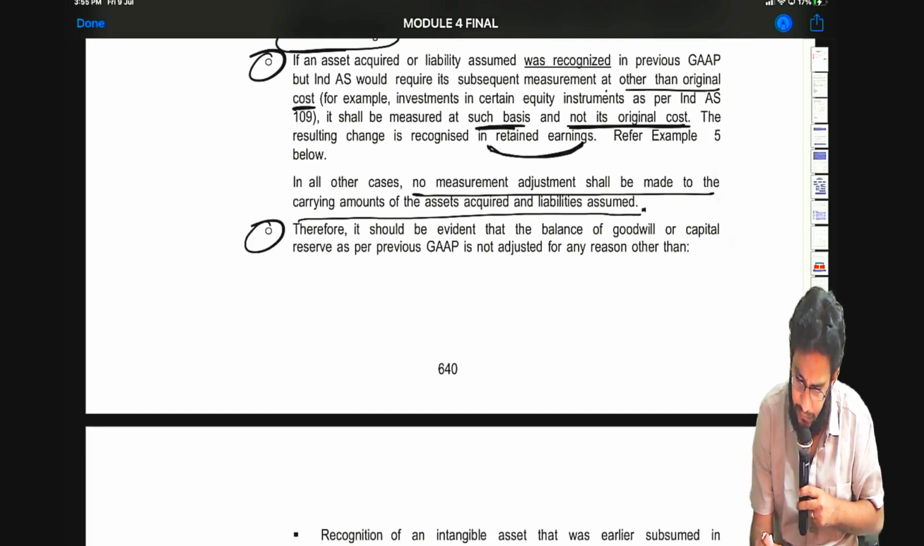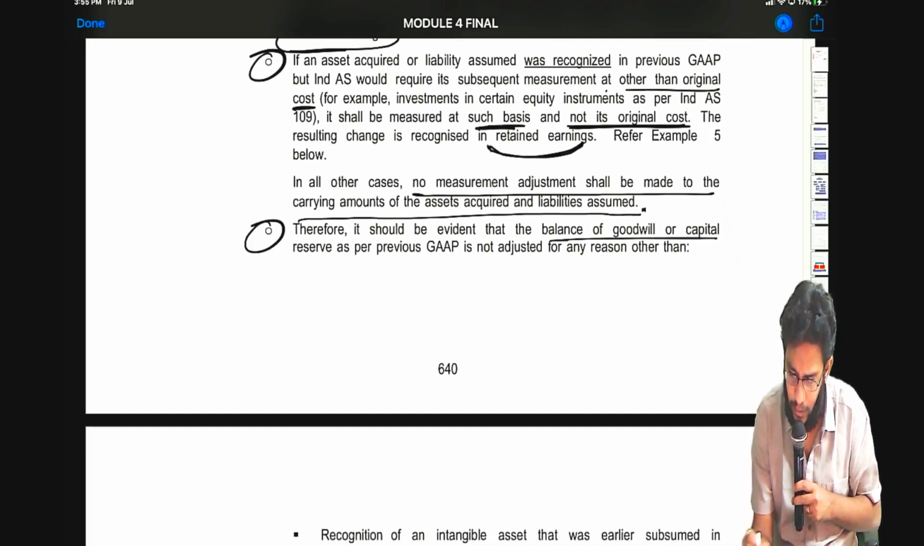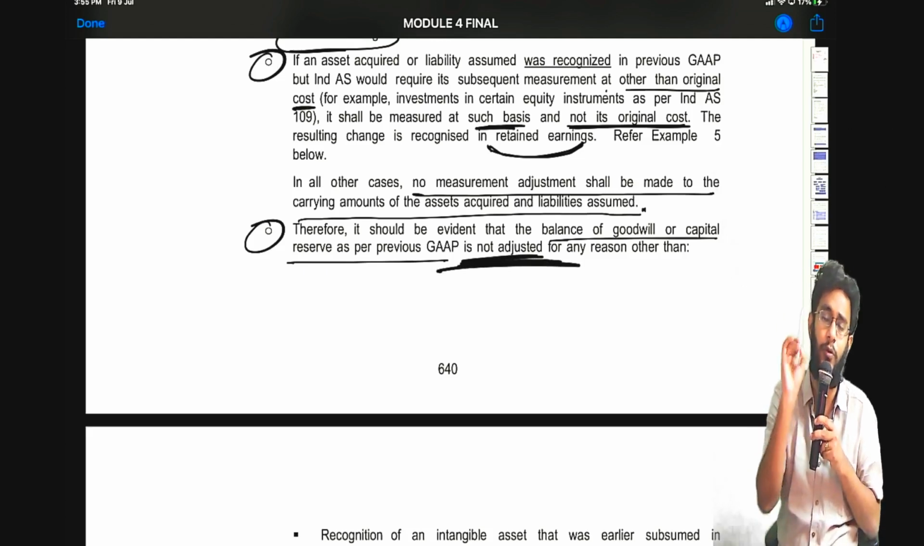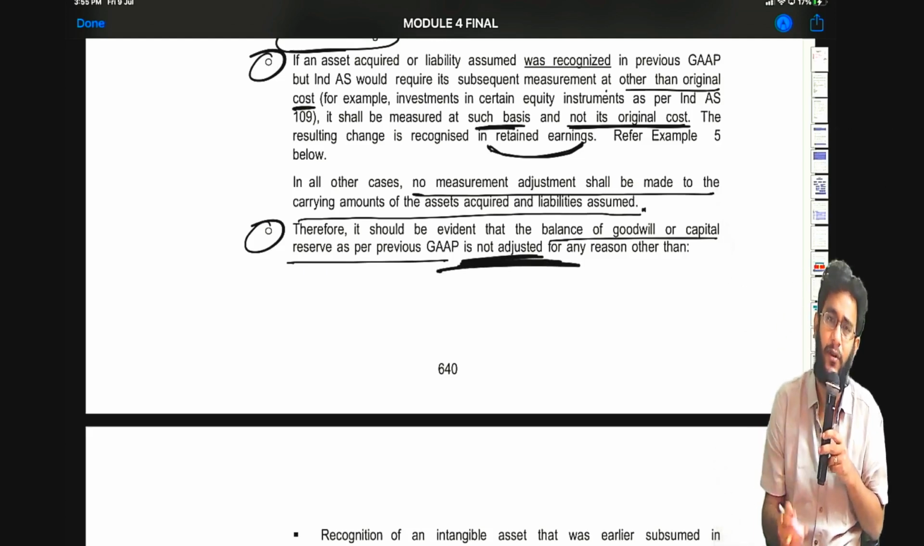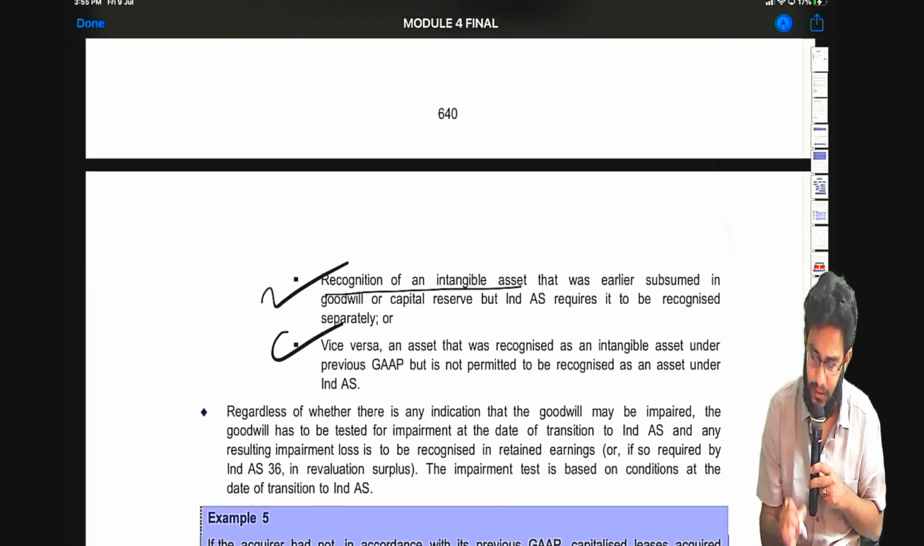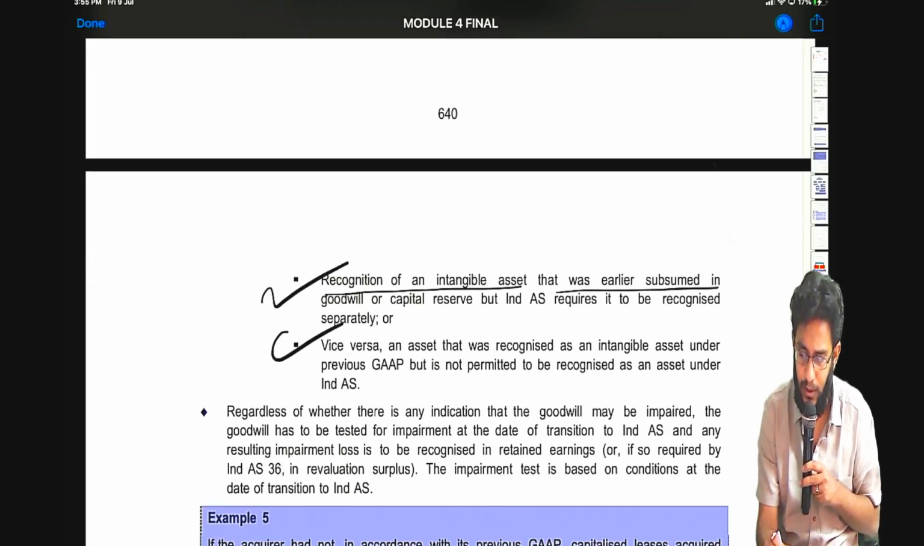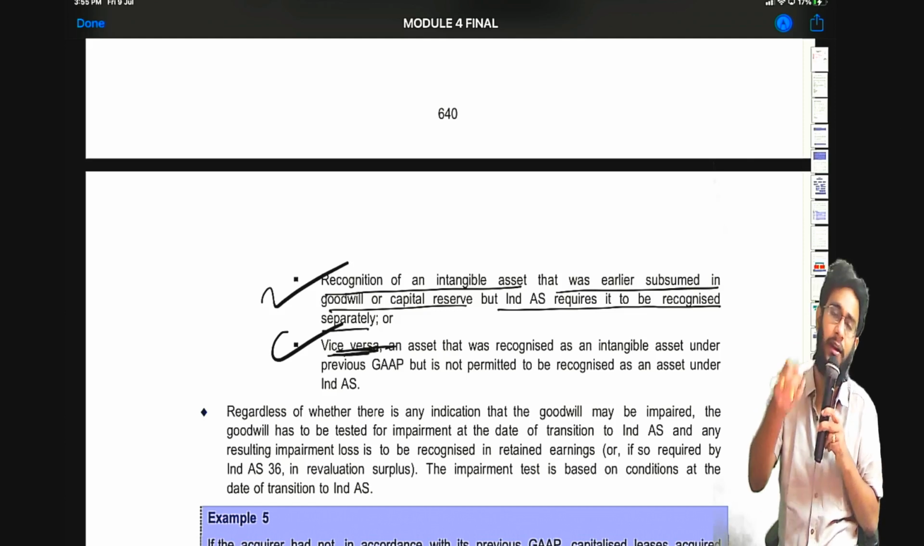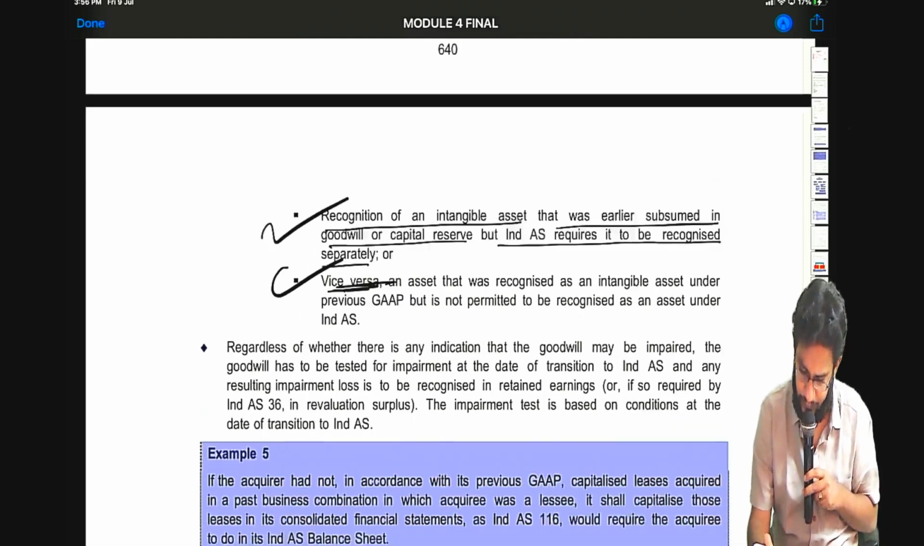Therefore, it should be evident that the balance of goodwill or capital reserve as per previous GAAP is not adjusted. You are not supposed to touch goodwill or capital reserve, except for the two reasons we already discussed. Recognition of an intangible asset that was earlier subsumed in the goodwill or capital reserve, but Ind AS requires it to be recognized separately, or vice versa. Vice versa is what? Derecognition of an intangible asset.